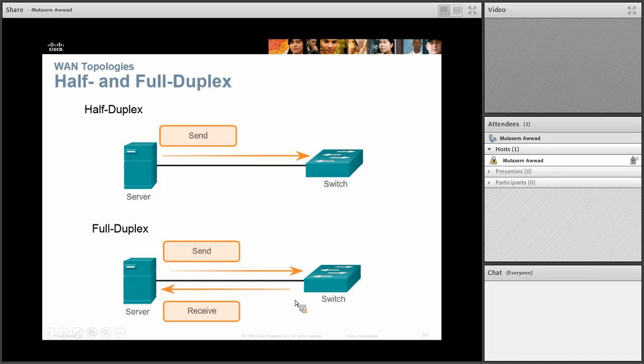Most switches will support either half or full duplex. They will negotiate that with the device. In other words, the switch will go and say, "Hey, are you half or full?" If the server says I'm full, then the switch will say, "All right, I'll be full too." If the server says half, then the switch will switch itself to half duplex.